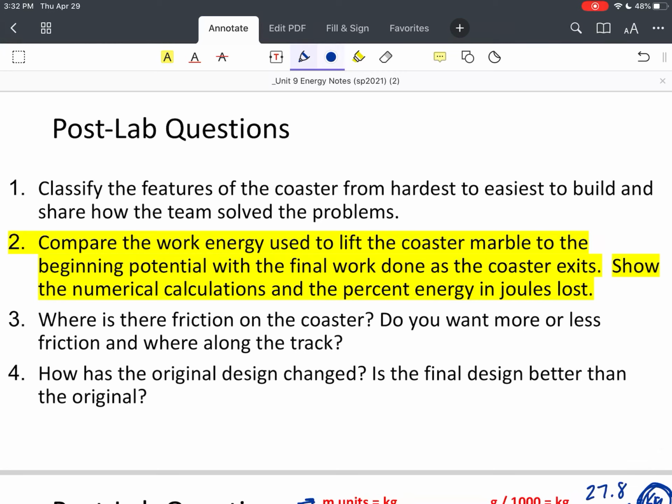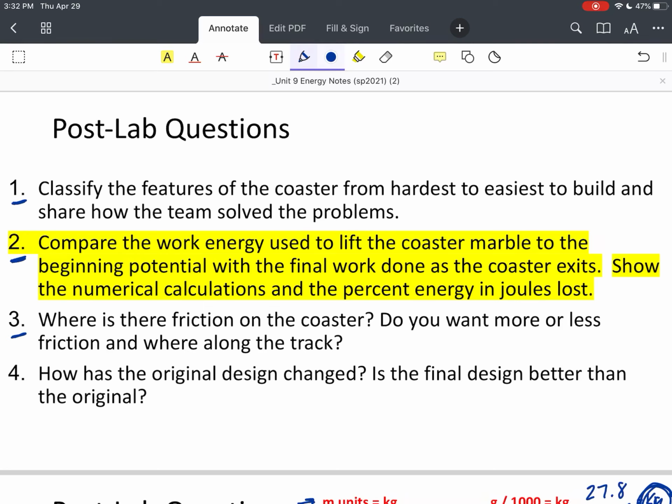So you're going to have to answer these questions based on that information. You can answer which features were hardest to build and what was easiest to build. The calculations are what we just went through. That was number 2. Number 3 is, where is there friction in the coaster?